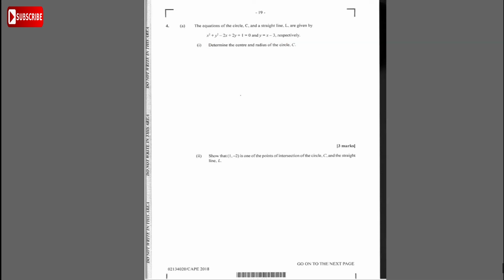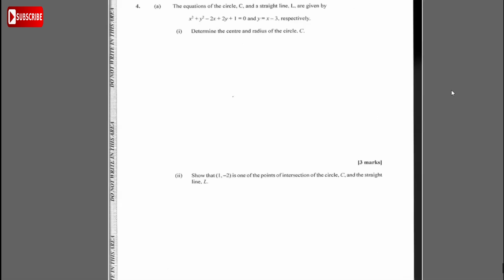Question 4. So question 3 is usually fully trigonometry, and then question 4 is going to be a mix of coordinate geometry and locus and stuff like that. Question 4 says the equation of the circle and the straight line are given by x squared plus y squared minus 2x plus 2y plus 1 equals 0, and y is equal to x minus 3. Find the center and the radius of the circle.